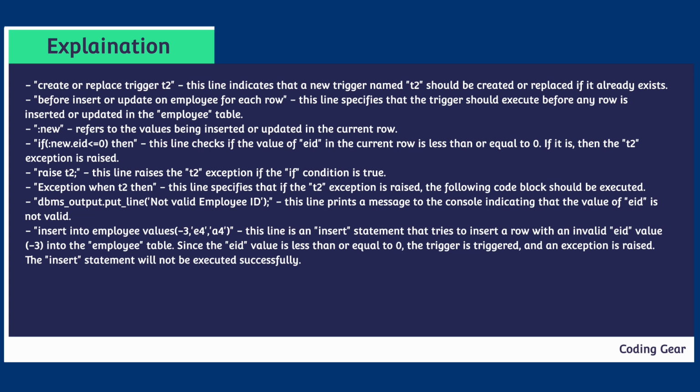Insert into employee values -3, E4, A4. This line is an insert statement that tries to insert a row with an invalid id value of -3 into the employee table. Since the id value is less than or equal to 0, the trigger is triggered and an exception is raised. The insert statement will not be executed successfully.